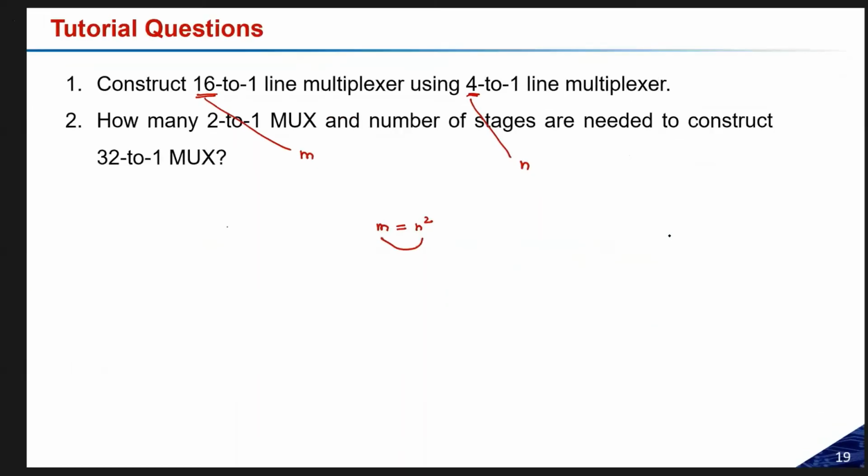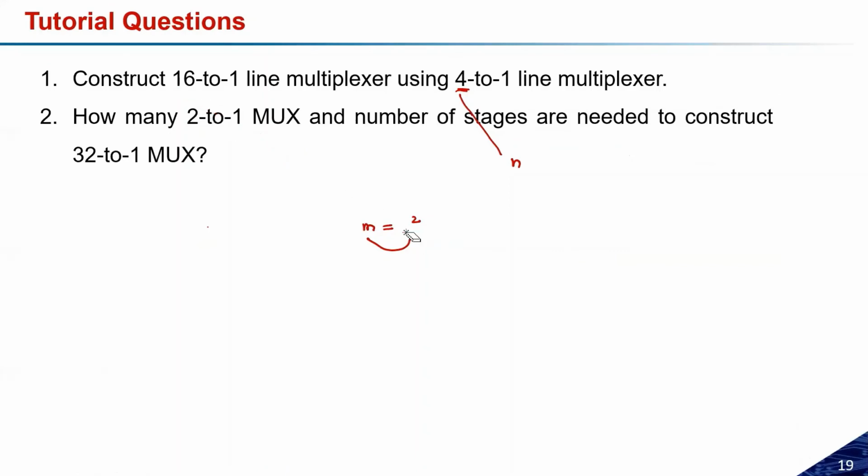Fine. So the second question is: how many 2:1 mux and the number of stages are required to construct a 30:1 mux? You can check it out and solve it.